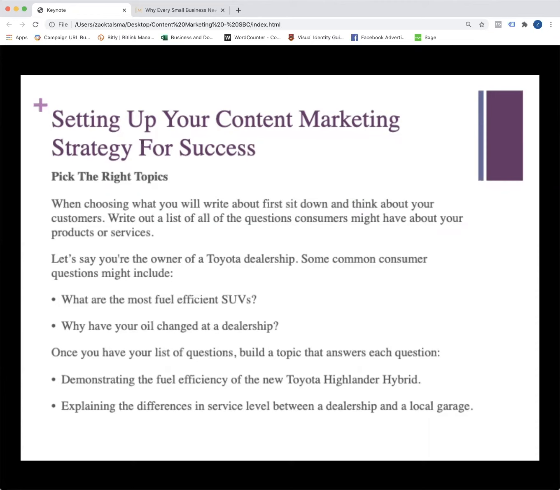So you're not just writing a social media post saying we have the most fuel efficient SUVs, because that's not really a good answer and not really what the consumer is looking for. They're looking for some numbers, some sort of proof, something in depth on fuel efficiency of specific SUVs. And in the second example, it could be explaining the differences in service level between a dealership and their local garage.